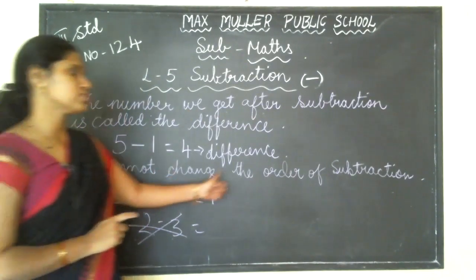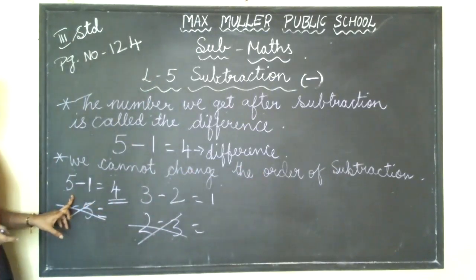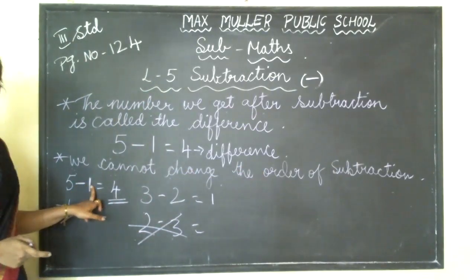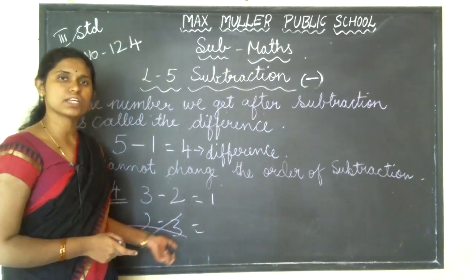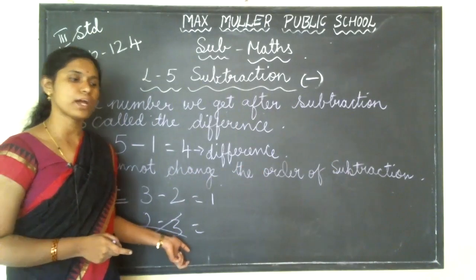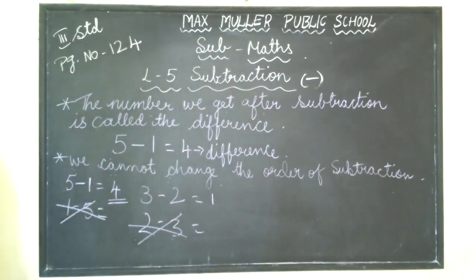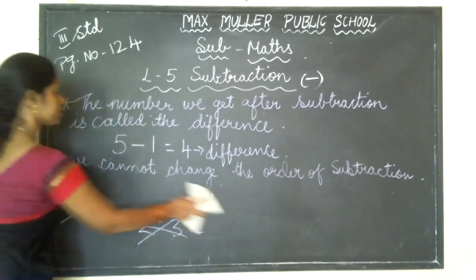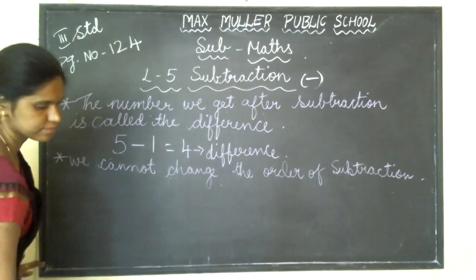We cannot change the order of subtraction. So first we have to write the bigger number, then the smaller number. We can't write the smaller number and then the bigger number, because we cannot subtract that. The second point tells we cannot change the order of subtraction. Understood all of you? Now the third point.